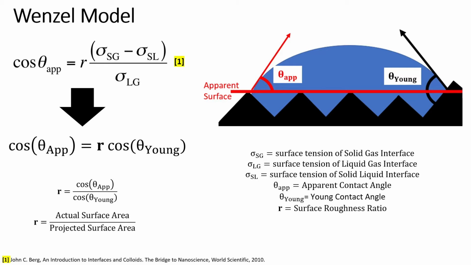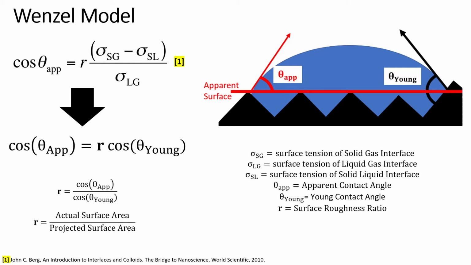I also broke up the two equations that equal the surface roughness coefficient, in which we have cosine theta app over cosine theta Young, which is basically the cosine of the apparent angle over the cosine of the Young contact angle. I also have one more equation that corresponds to the surface roughness coefficient, which equals the actual surface area over the projected surface area. The actual surface area corresponds to the apparent contact angle, and the projected surface area corresponds to the Young's contact angle.